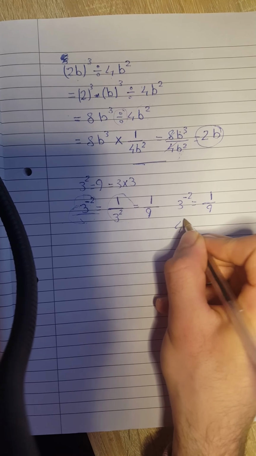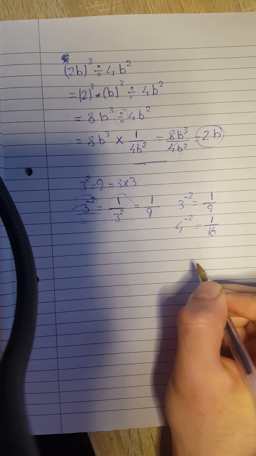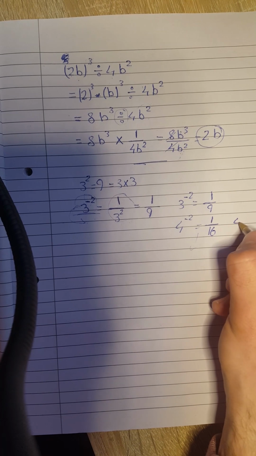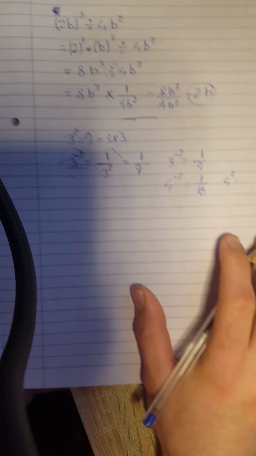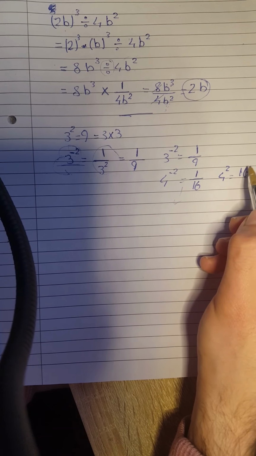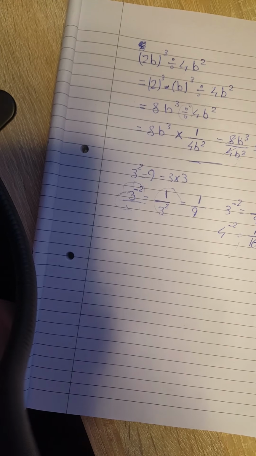What if 4 to the power minus 2? That will give me 1 over 16. And so on. If I got 4 to the power 2, that would give me 16. If I got 4 to the power minus 2, that will give me 1 over 16. The inverse.